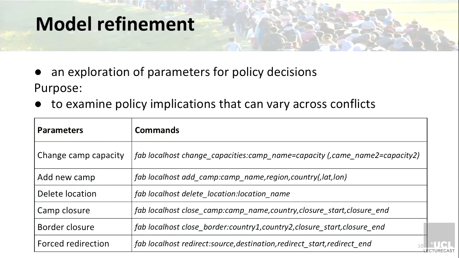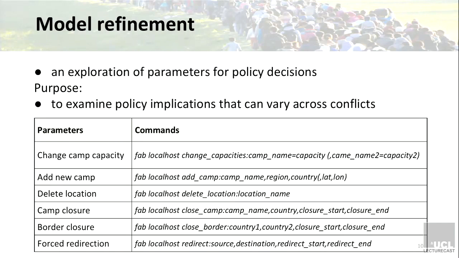So within the model refinement is an exploration of parameters for policy decisions. Why is it important? It is important to examine policy implications that can vary across conflicts. So let's say that there are different aspects within the conflict. For example, in South Sudan there can be camp closures, whereas in Burundi there can be border closures. So you have to incorporate all of these parameters.